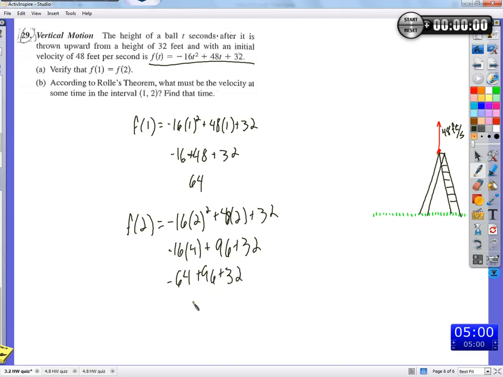Plus 48 times 2, 96. 16 times 4, minus 64. 64 plus 96 plus 32. I'm going to make a wild guess and think that that is 64. Wow. Good guess. Okay. So we verified that they are equal to each other.